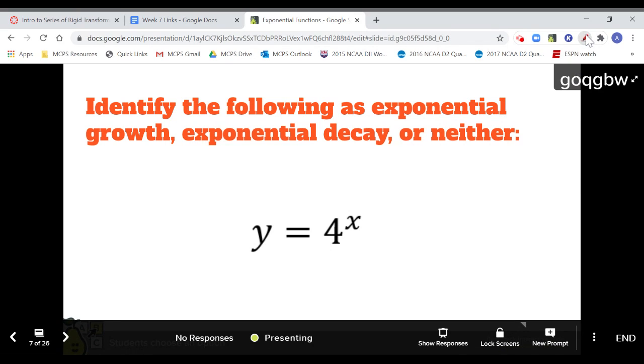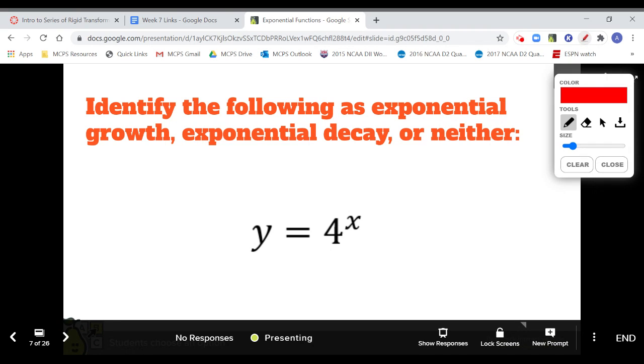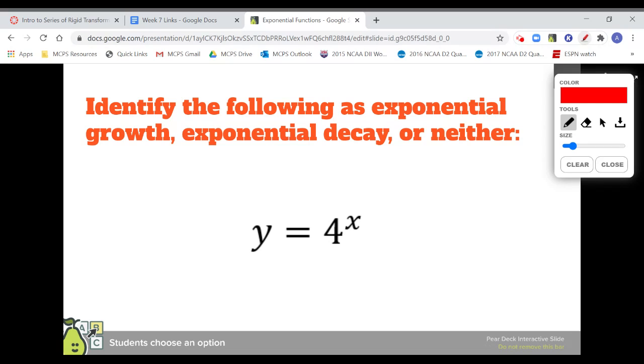Now we're going to move on to classifying exponential functions based on their equations. So we're looking here at the equation y equals 4 to the x. Again, first thought, is this an exponential function? When I'm looking at an equation and I want to know if it's exponential, the only thing I have to do is see, is the x in the exponent? And the x right here is in the exponent. So I do know that this is going to be an exponential function.